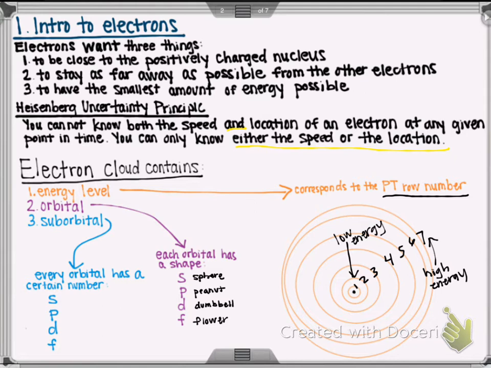And then suborbital, so every orbital has a certain number. So S, you can have 1 S orbital, you can have 3 P orbitals, you can have 5 D orbitals, and you can have 7 F orbitals. And then also each suborbital can hold 2 electrons. So for example, if you can have 7 F orbitals, that would correlate to 14 electrons, because each of those 7 can hold 2 electrons.